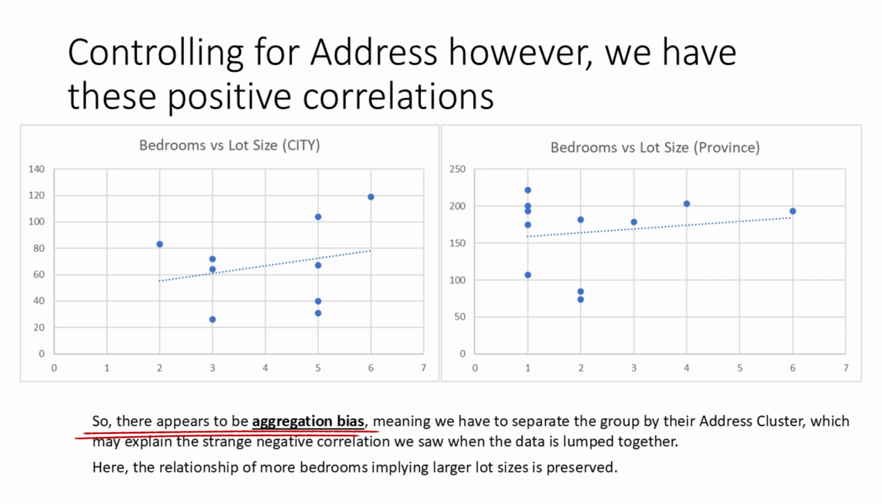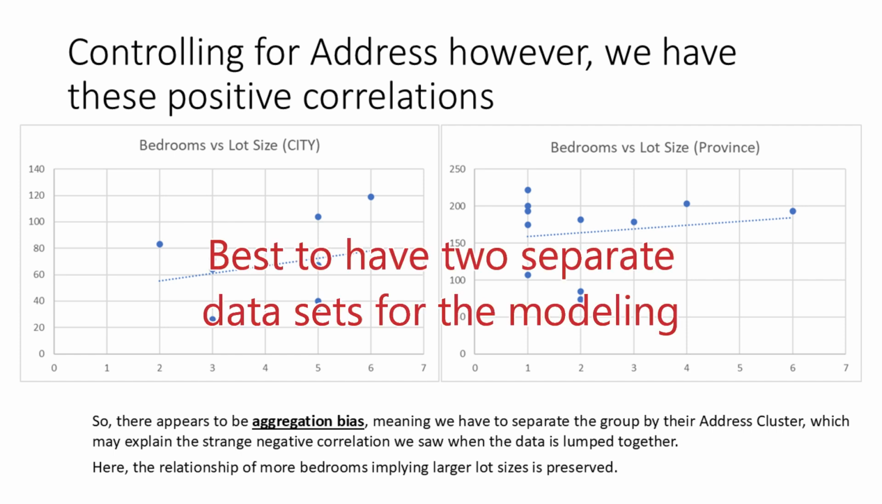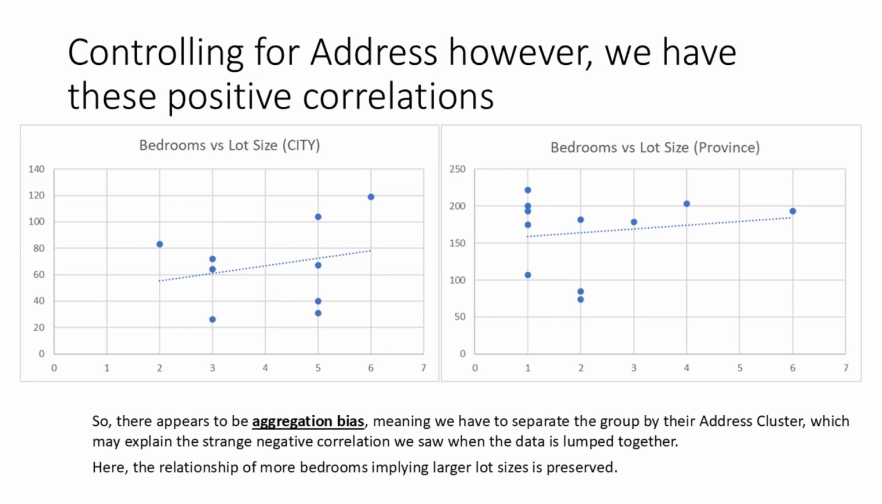So it does appear like there was aggregation bias, lumping all the data in one set, meaning it was likely a case of Simpson's paradox, because when we lump it together, the correlation was negative. However, separately, the correlations are actually positive within clusters. So it does appear like there was aggregation bias lumping all the data in one set, indicating that it's best to have a separate analysis for city and for provincial addresses rather than lumping them all together.